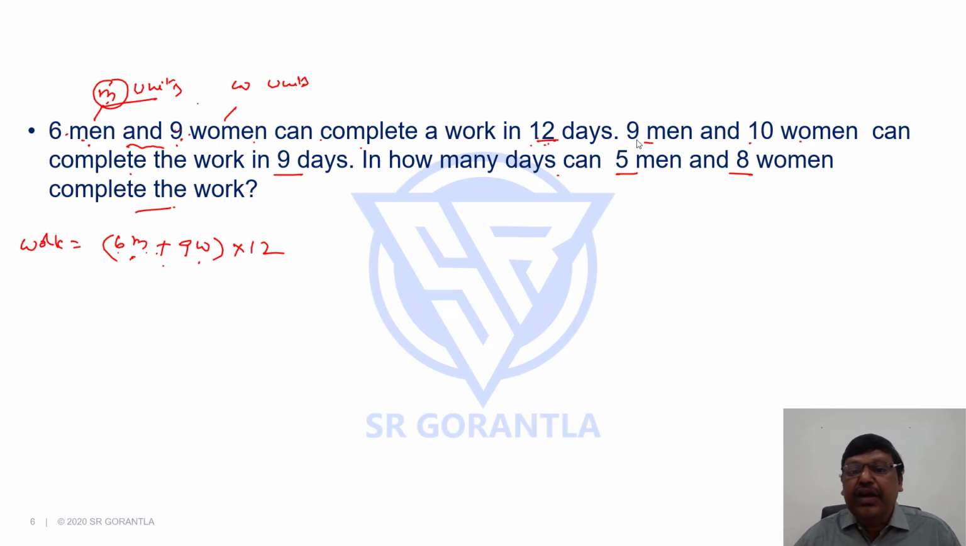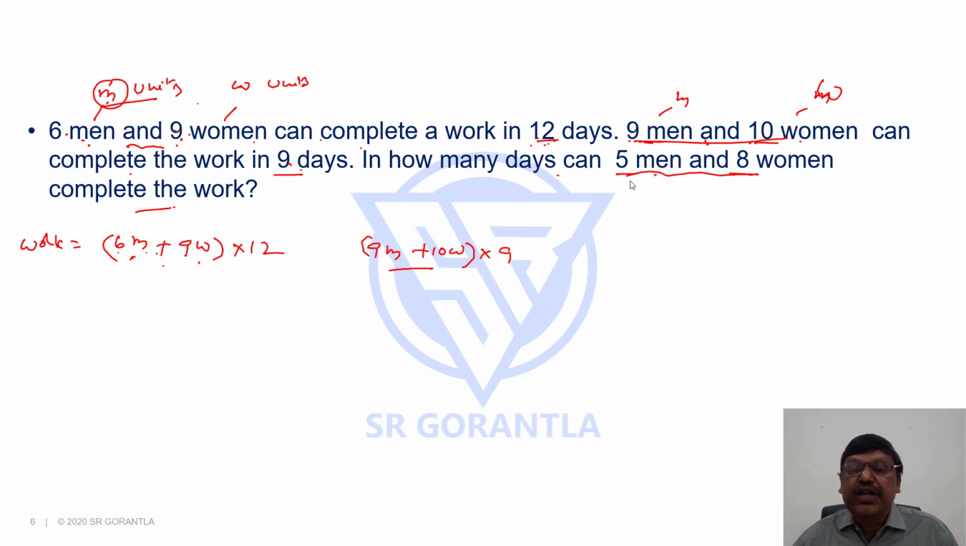But the same work can be done by 9 men and 10 women in 9 days. Again, 1 man's 1 day's work is M, 1 woman's 1 day's work is W, so 9M plus 10W is this particular group's 1 day's work. This group can complete the work in 9 days, which means total work will be their 1 day's work into 9. Now the question is, this particular group of 5 men and 8 women can do the work in how many days?